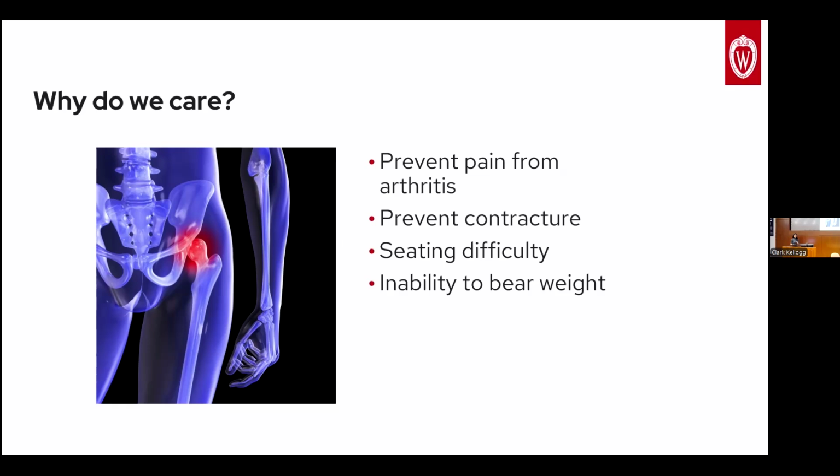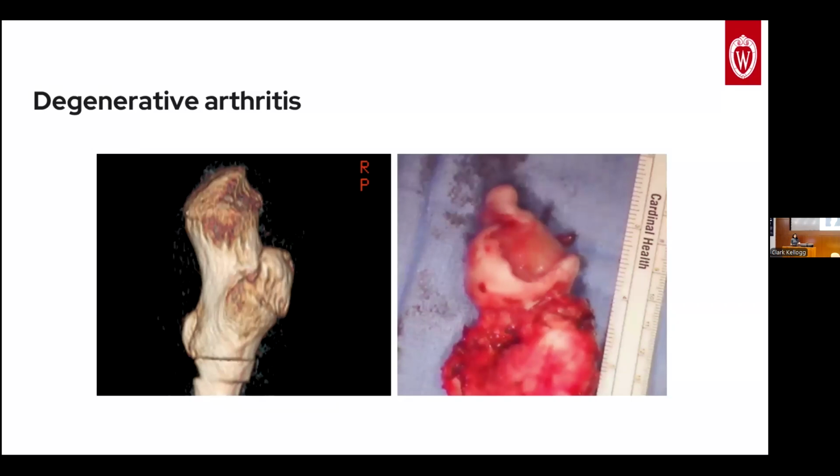This next slide is a little bit graphic, so if you don't do well with images of live bones and cartilage, you may want to close your eyes, just heads up, okay? So this is what degenerative arthritis looks like.